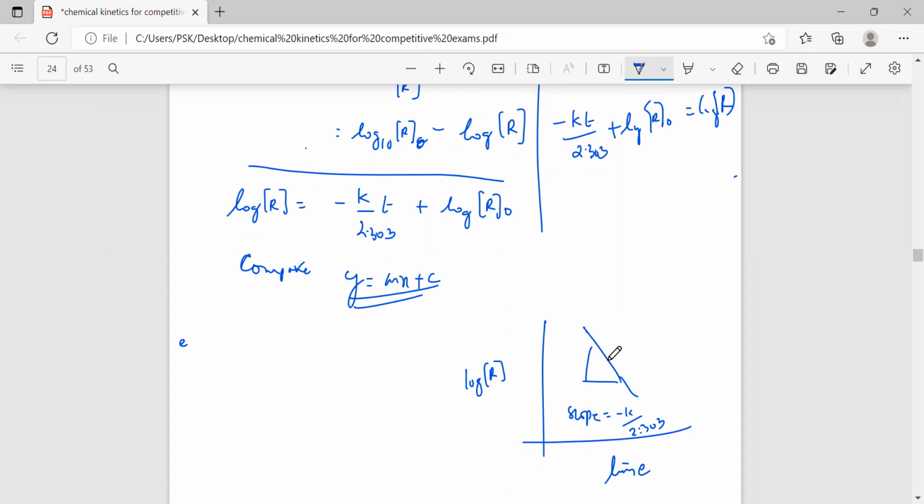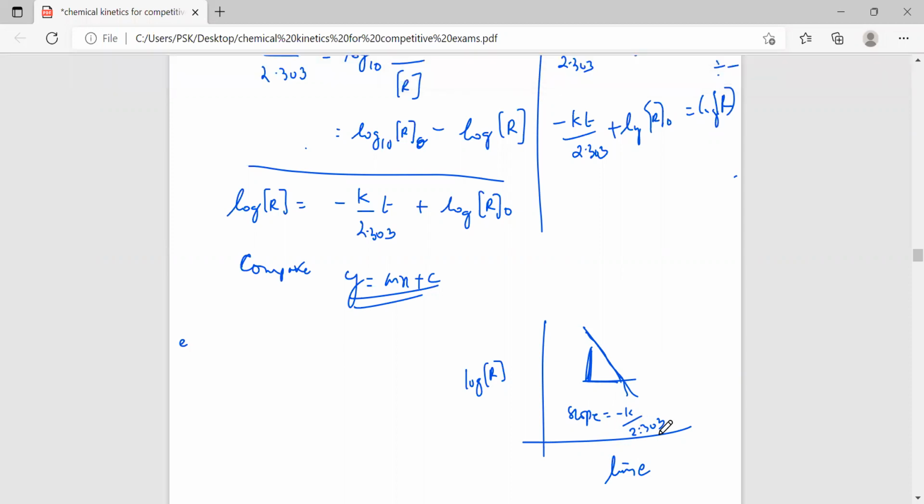So they can ask you to interpret the first order reaction rate constant equation graphically. You should remember the negative slope. The slope of the straight line is minus k by 2.303. Graphically, we can find the value of k by the slope obtained by plotting log R versus time as a function. Understood this? Yes, sir.